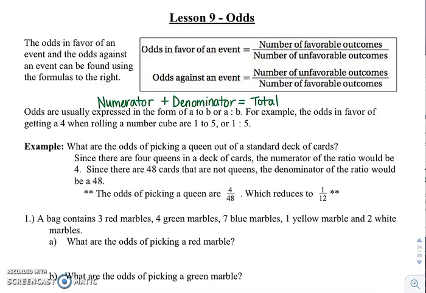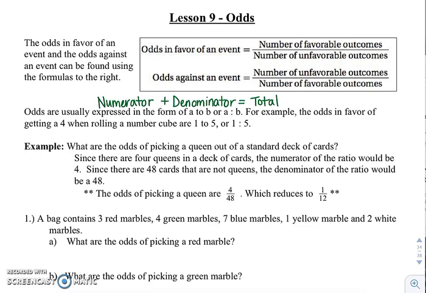The last thing we're going to look at here is odds. So the odds in favor of an event and the odds against an event can be found using these formulas on the right. They're not really formulas, but they are like a ratio similar to probability.